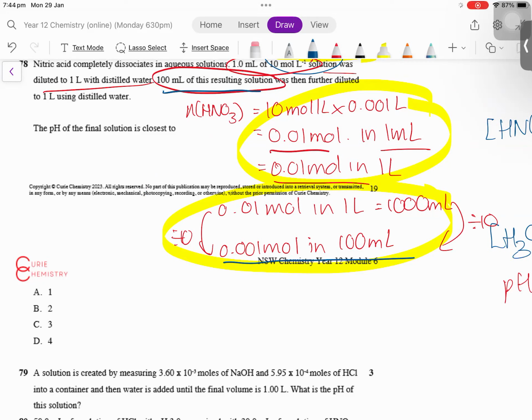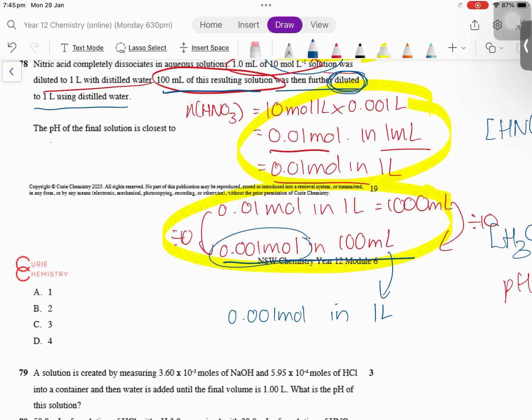The 100 mL of this resulting solution was then further diluted to 1 liter using distilled water. So this went to 1 liter, but because they used the word diluting, that means that all they did was add water. So Savan, has our moles changed? No. No, good. Because when they use the word diluting, they're just adding water. The moles has not changed. So the 0.001 moles in the 100 mL is the same as the 0.001 moles in the 1 liter. Okay, let's keep on going. Was then further diluted to 1 liter using distilled water.